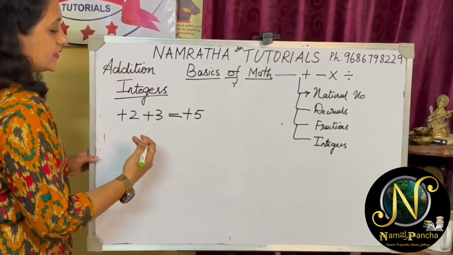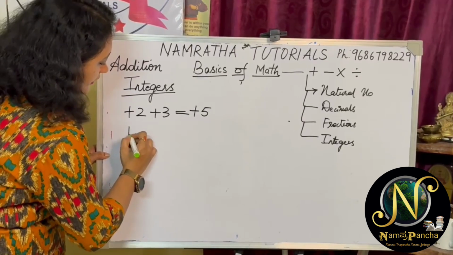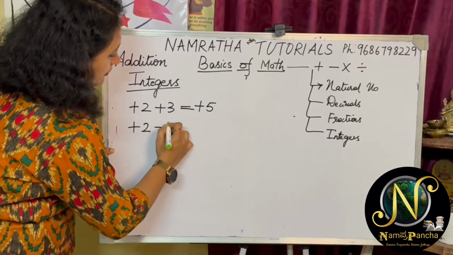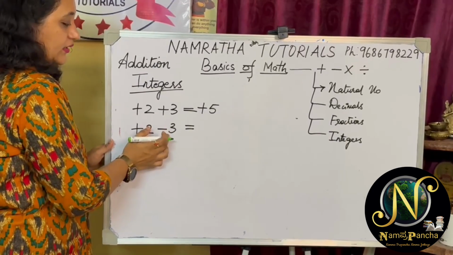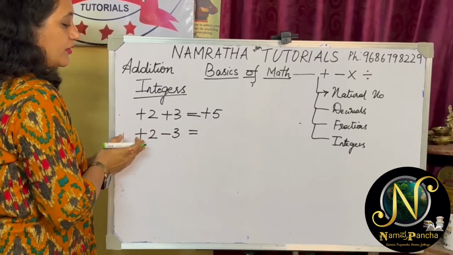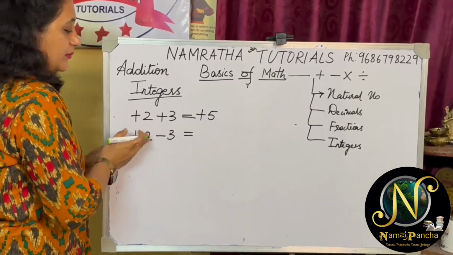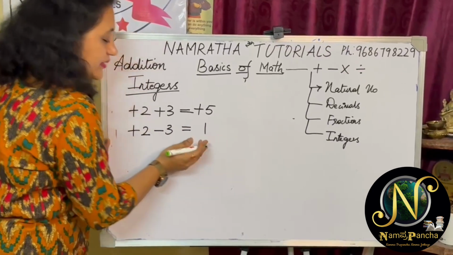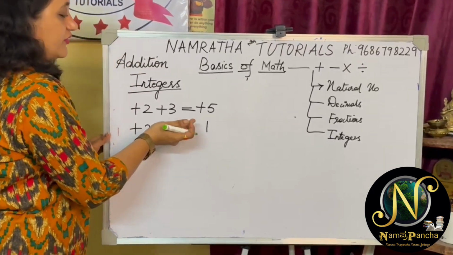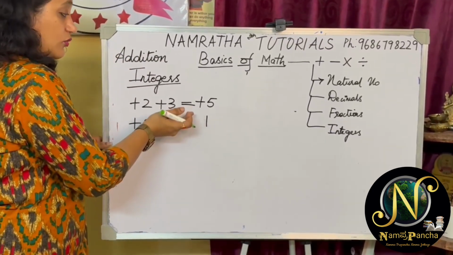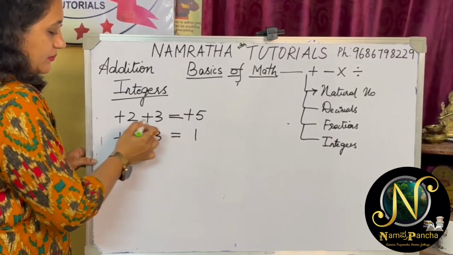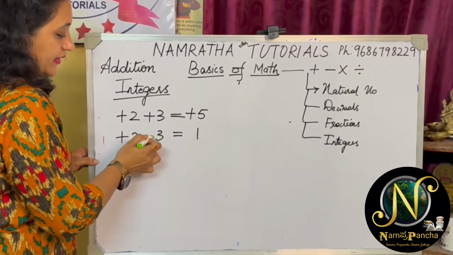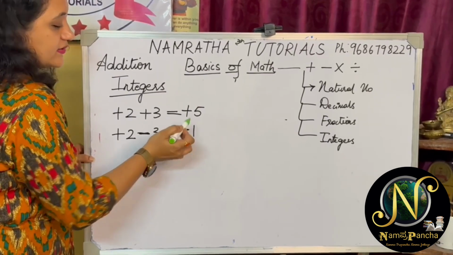The second case we consider is one positive and one negative. Let's consider plus 2 and minus 3. Here both the numbers are of different sign. When they are different sign, we have to perform subtraction. So 3 minus 2 is 1. But this is not the end of the problem. We should also place the sign. So what sign to place, whether it is plus or minus? Here the bigger number is 3. It has the sign minus. So minus should be placed here.